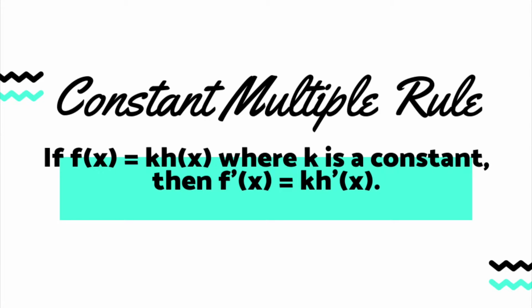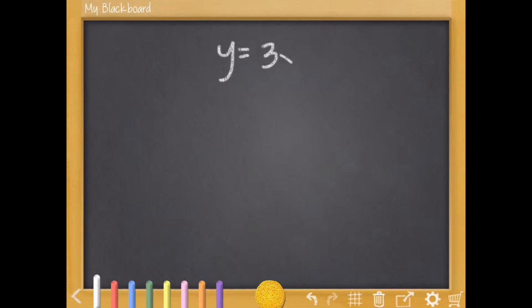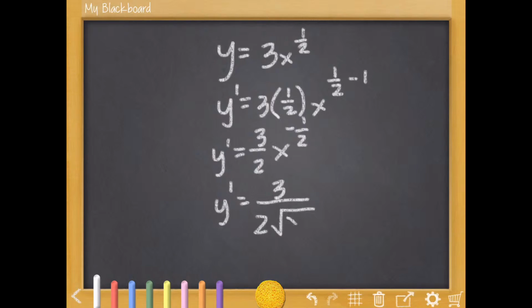For the last rule, we have the constant multiple rule. If f of x is equal to k times h of x, where k is a constant, then f prime of x is equal to k times h prime of x. For the first example, given y is equal to 3x raised to 1/2, y prime is equal to 3 multiplied to 1/2 x raised to 1/2 minus 1. So it becomes 3 over 2 times x raised to negative 1/2. So y prime is equal to 3 over 2 square root of x.